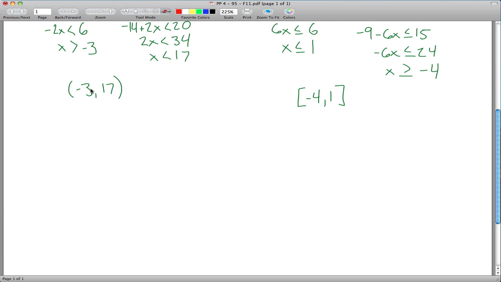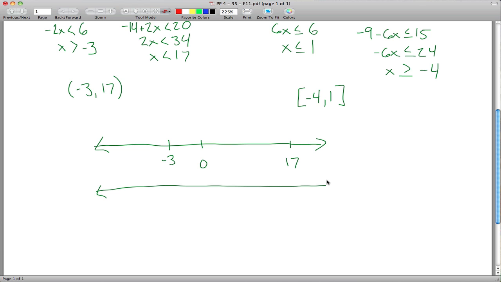And now we want to know what's the intersection and union of these two sets. For me, it kind of helps to graph them, although you don't have to do this extra step. Let's see, maybe negative 3 is here, 0 is here, 17's way out here. And then right below it, we'll put 0 in the same spot, but now we care about negative 4 and positive 1. So let's see, this set here is talking about everything from negative 3 up to 17, but not including those 2 points.